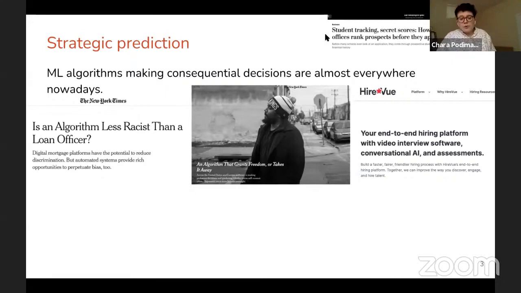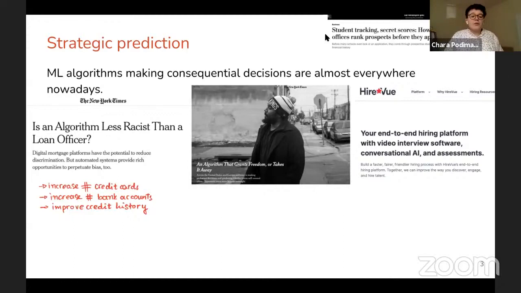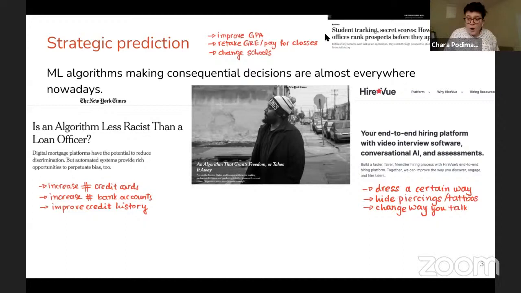As an example, one might try to increase the number of credit cards that they have, or the number of bank accounts that they have, or to improve their credit history as an effort to get approved for the loan that they applied for. Students may try to improve their GPA, retake the GRE, or even pay for tutoring classes in order to improve their grades, or they can even change schools in order to alter their in-class ranking. People may dress a certain way, they may hide piercings or tattoos, or they may change the way they talk in order for the software to classify them as good candidates for an in-person interview.